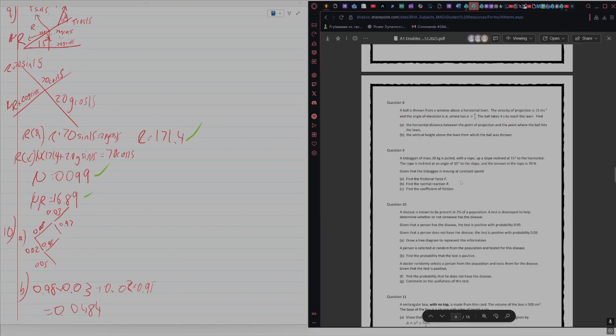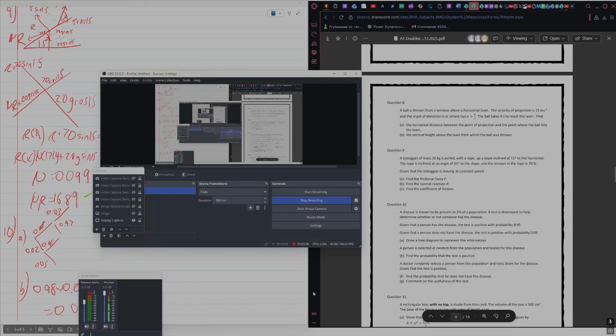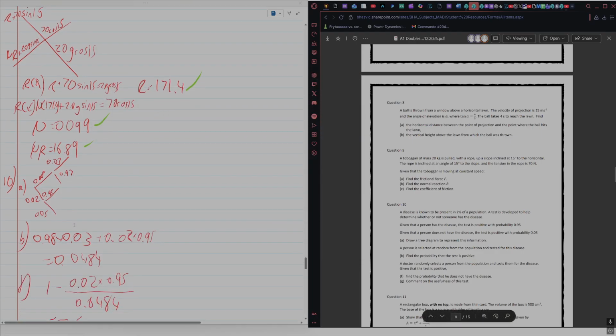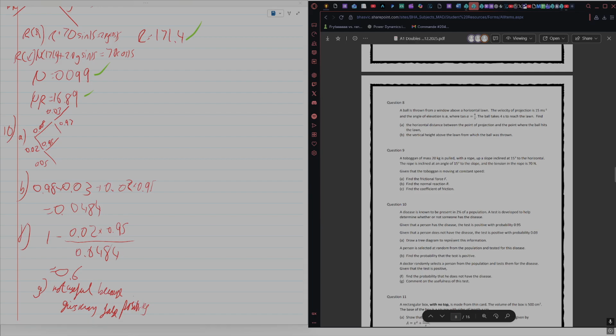Next, we have a tree diagram. These tree diagrams from GCSE, really not that interesting. I like the context here. It's pretty interesting context with the disease and the population. It helps you visualize what we're actually doing in stats. But it's just some simple probability stuff.